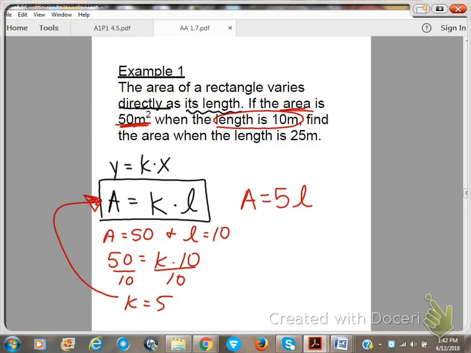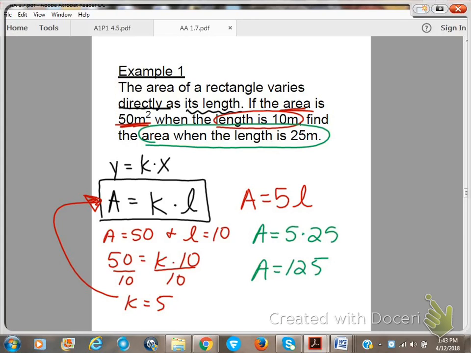This one goes a little bit further in that last sentence where it says find the area when the length is 25. Okay, so we're taking it a step further. We're going to solve for the area when the length is 25. So at this point, are we going to plug in 25 for A or for L? There you go. So A equals 5 times 25. You have 5 quarters. 125 meters squared. Good. Yeah. So now we're done.